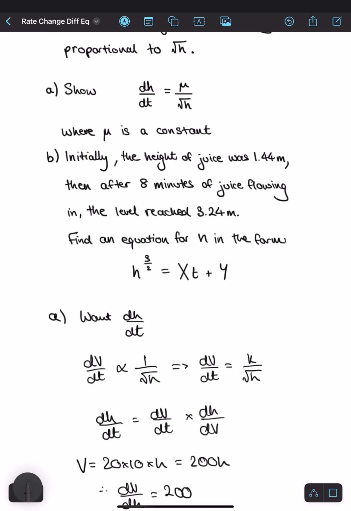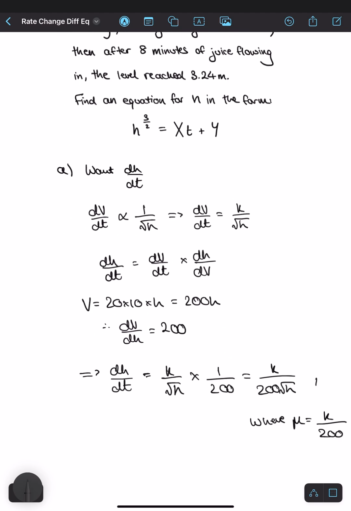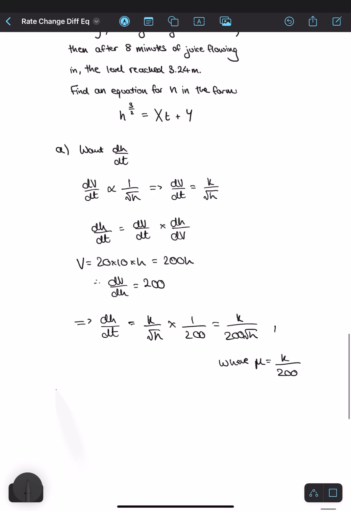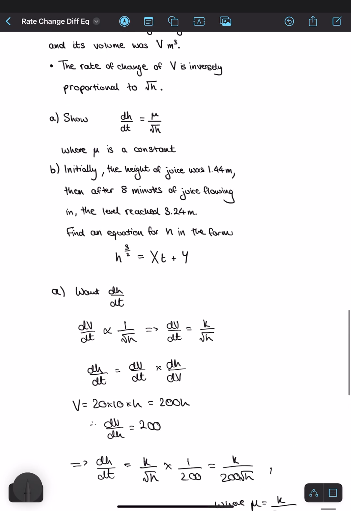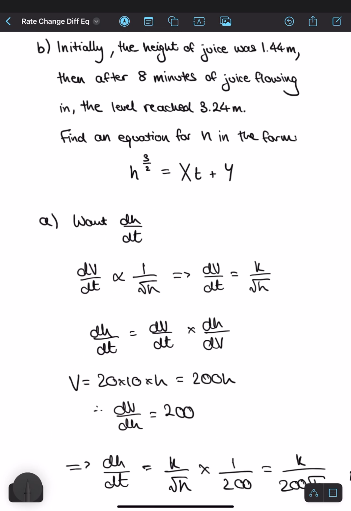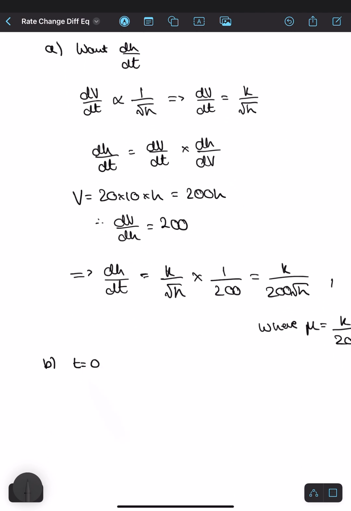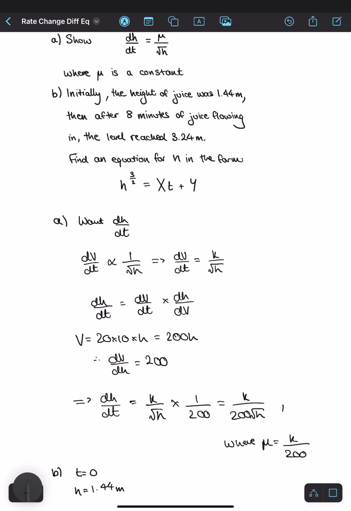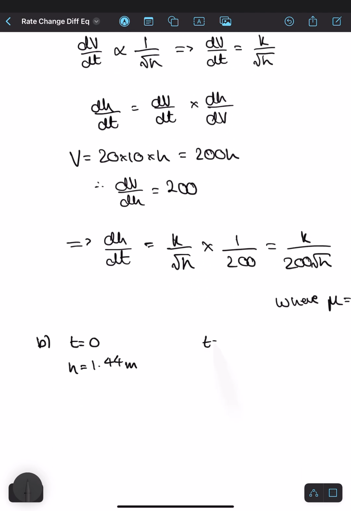Part B gives us some more information. Initially, the height of the juice was 1.44 meters, and after 8 minutes of the juice flowing in, the level reached 3.24 meters. Find an equation for h in the form given below. So let's note down the information they've given us from words to numbers. So initially, the height is 1.44. That means that at t equals 0, h equals 1.44 meters. All right? And then it tells us that at t equals 8, h is 3.24. So t equals 8, h equals 3.24.